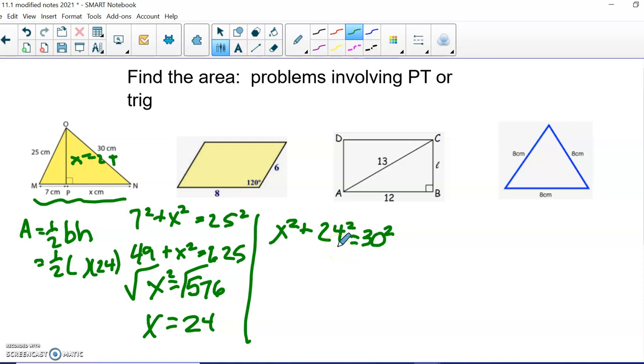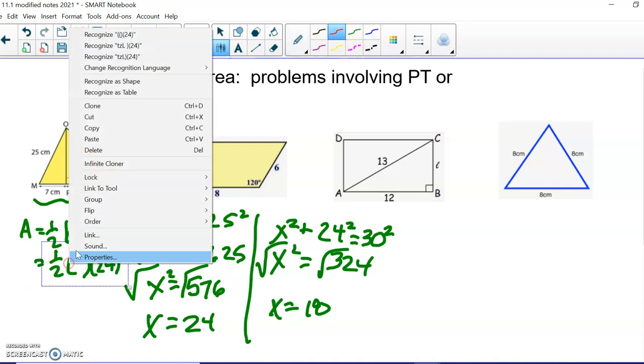So I'm going to take a shortcut. I'm going to say 30 squared minus 24 squared on my calculator, and I get x squared equals 324, square root both sides. And it looks like x is going to be 18. All right, so now I know the rest of the base is 18 centimeters. So I'm going to add that to my 17, and it looks like our base is now 25.